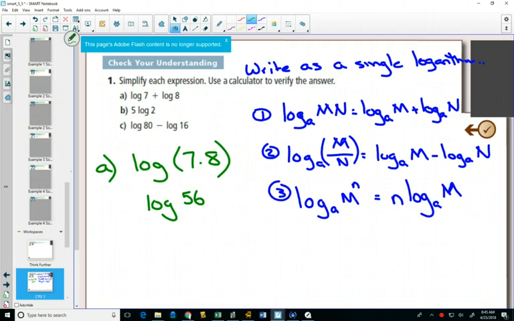In B, we have a number in front of our logarithm. Where does that happen? On the right-hand side of our third log law. And so what can we do with that number in front? It can be moved inside as an exponent. So this becomes log 2 to the exponent of 5, which is the same as log of 32.